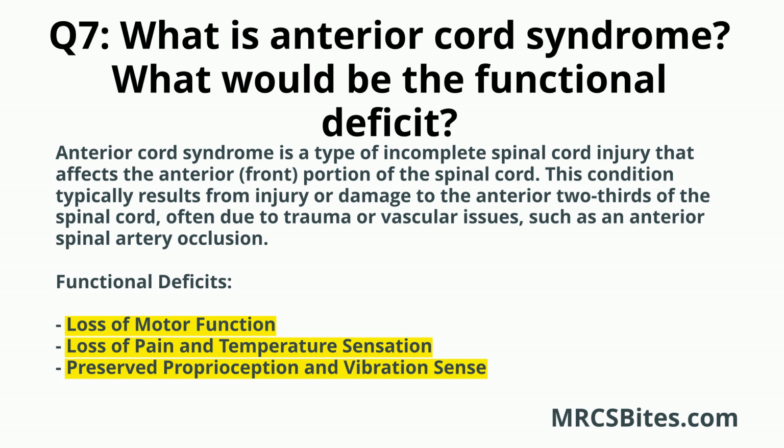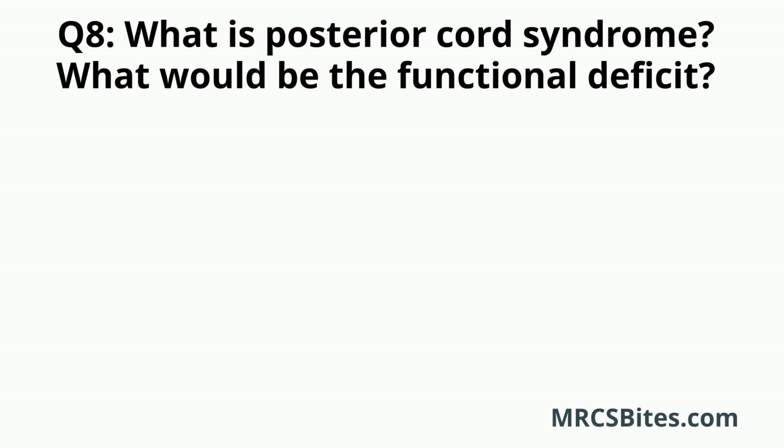As a result, these sensory modalities are often preserved, allowing individuals to maintain some awareness of body position and vibration, even if pain and temperature sensation are lost. In summary, anterior cord syndrome primarily affects motor function and pain temperature sensation, while proprioception and vibration sense typically remain intact. Question 8. What is posterior cord syndrome?